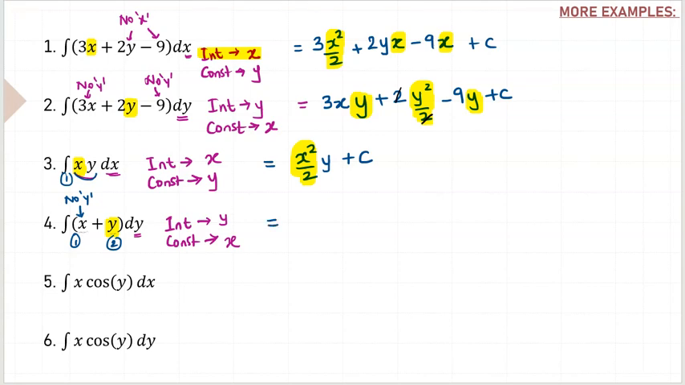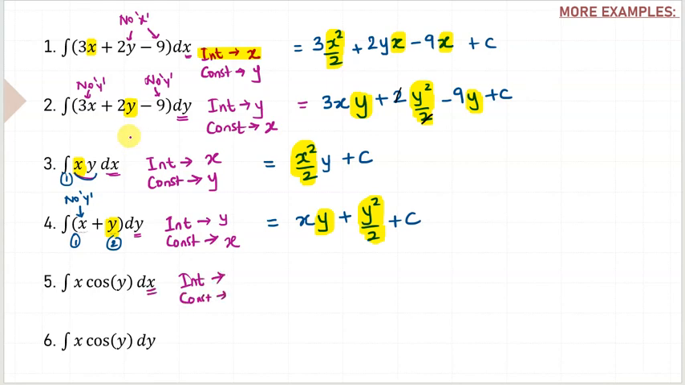So what will be the answer? You are integrating with respect to y. X, there is no y. So xy plus integration of y square over 2 plus c. So what we did, there is no y, so we multiplied with y, and for the second term, we just integrated the y.